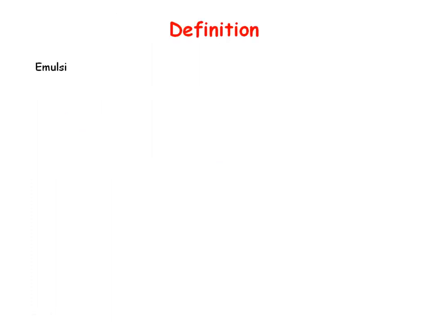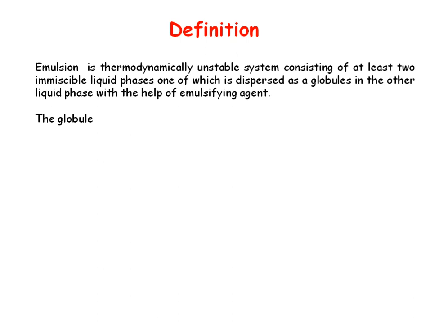Definition of emulsion. Emulsion is a thermodynamically unstable system consisting of at least two immiscible liquid phases, one of which is dispersed as globules in the other liquid phase with the help of an emulsifying agent. The globule size ranges from 0.25 to 25 micrometer. Now, if you read this definition carefully, thermodynamically unstable means if temperature variation is there, then there is a change in the phase of your emulsion.